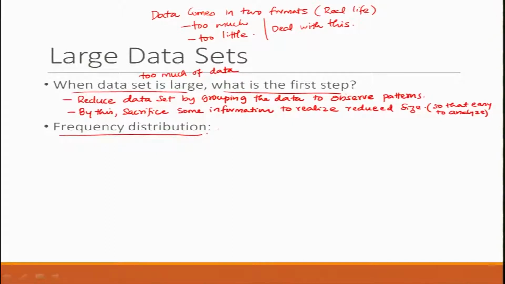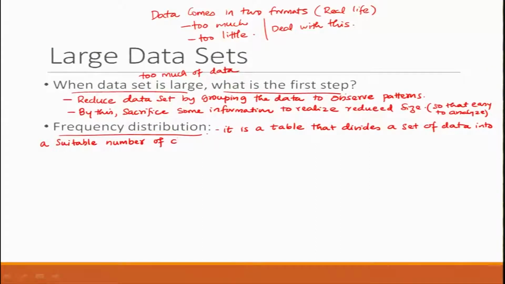So, one such tool we talk about is the frequency distribution. And what is a frequency distribution? It is a table, a tabular form that divides a set of data into a suitable number of classes, also showing the number of items belonging to each class.